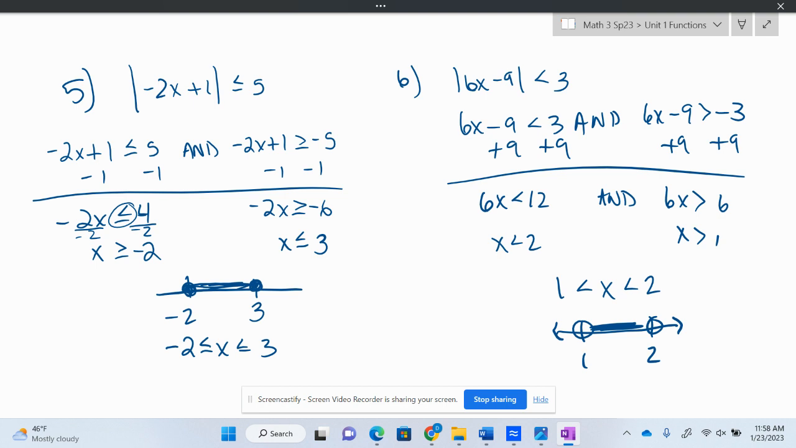The next one is also an and. 6x minus 9 is less than 3, and 6x minus 9 is greater than -3. Add 9 to both sides, and then divide both sides by 6. I have x is less than 2, and x is greater than 1. So rewrite that to say 1 is less than x, and then bring the other one down. x is less than 2, smush it to the center. Open circles, right in between number 1 and 2, shade in.